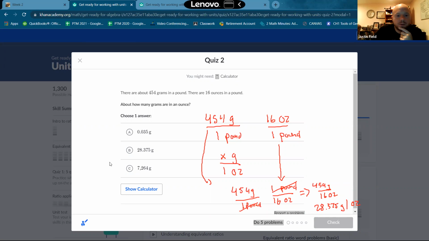And so that makes sense because you should know that ounces are bigger than grams, but not that much bigger than grams, not 7,000.